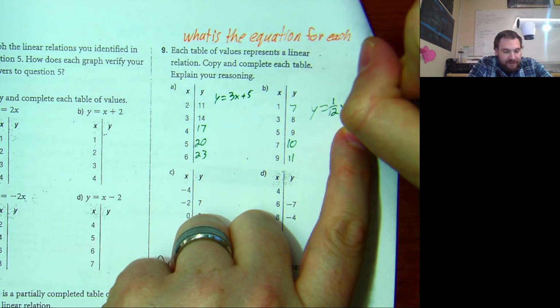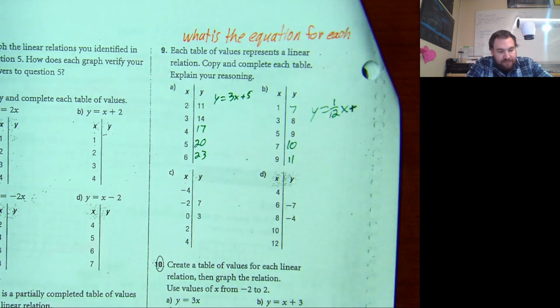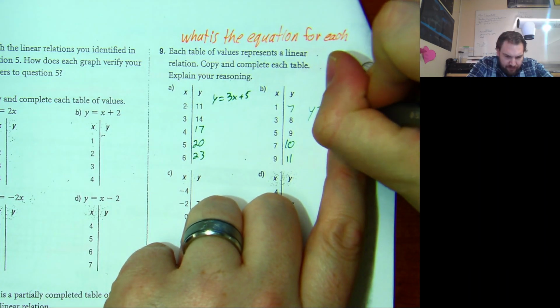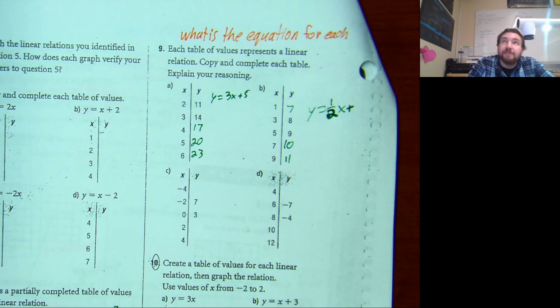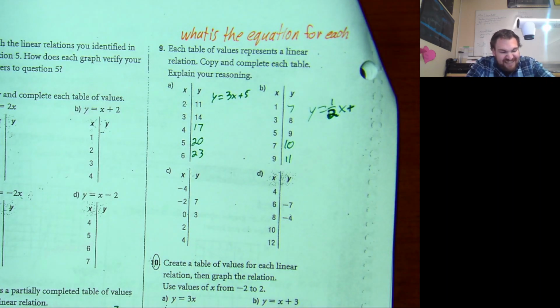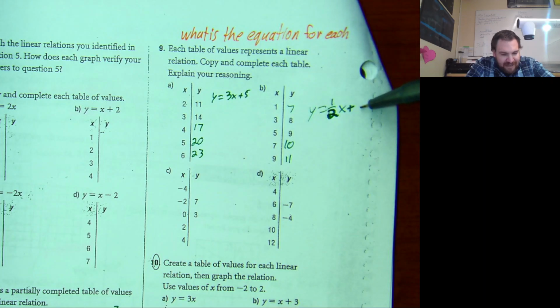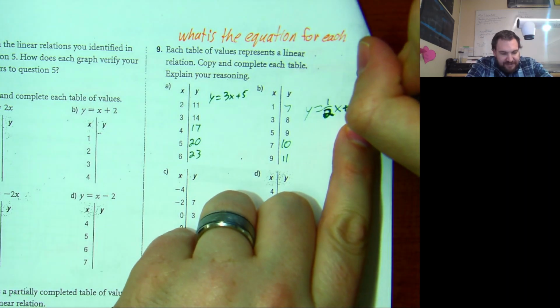1 over 2x plus, that's a 2, not 12. 1 over 2x plus 6. You sure? I think it's got to be 6.5.